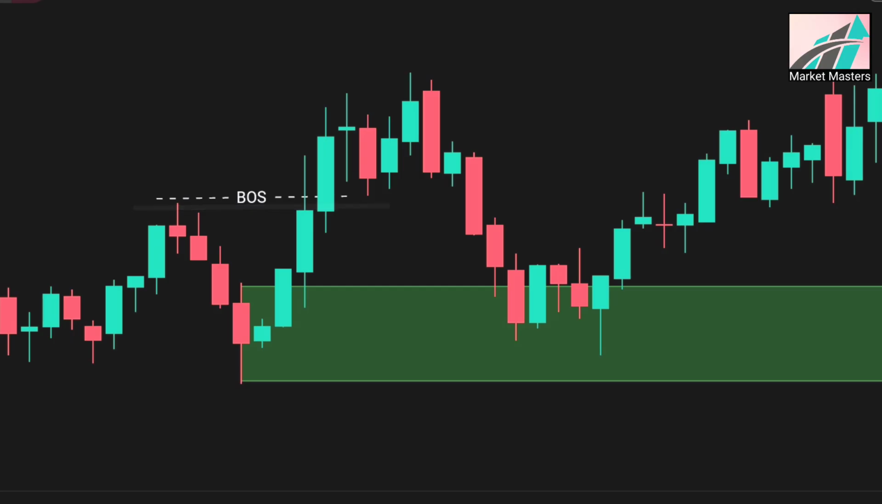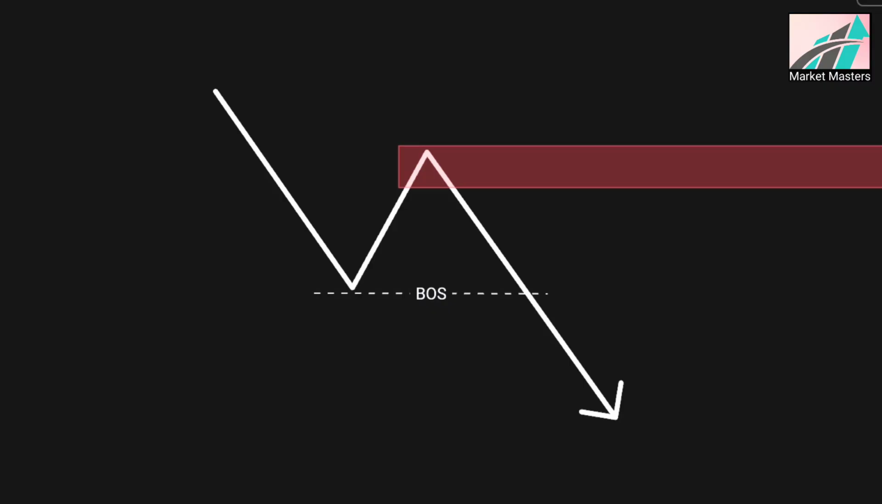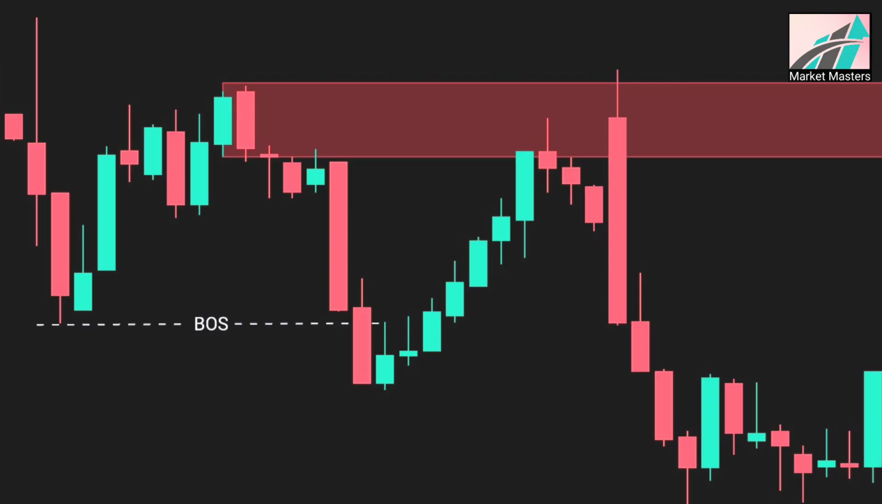Here, price has broken the previous resistance level, which we identify as a break of structure. The lowest candle of the pullback before this breakout is marked as the bullish order block. Similarly, when a low is broken, that level is identified as a break of structure to the downside. The highest green candle in the preceding pullback is then marked as the bearish order block. Let's look at the real chart. Here we have the break of structure, and this is the bearish order block.